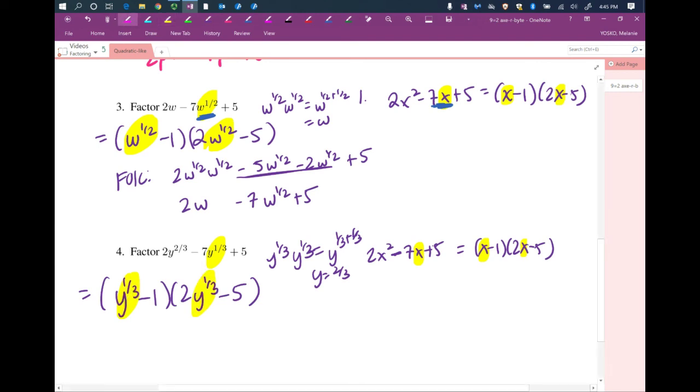So our strategy is to see if it's quadratic-like, see if there are 3 terms, and see if the powers of the variable are in descending order. Take the variable and its power in the middle term and multiply it by itself, and see if you get the variable and power of the first term. The last term should be constant. If so, compare it to something quadratic and then make a substitution. Okay?